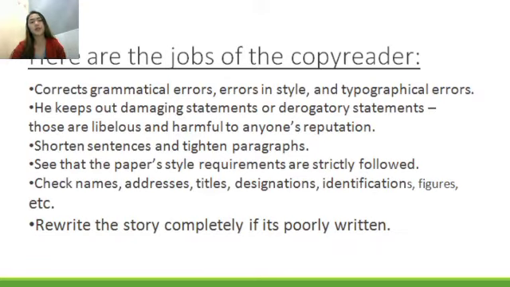And here are the jobs of a copyreader. First is to correct the grammatical errors, errors in style, and typographical errors. He keeps out damaging or derogatory statements, those that are libelous and harmful to anyone's reputation. Imagine that one, guys. Kung copyreader ka talaga, you have to be very conscious din talaga. Needs your attention and time na dapat maalam ka din. O ito, parang mali pala to. Parang ganun, di ba? Kaya, ganun kabigat yung task ng isang copyreader.